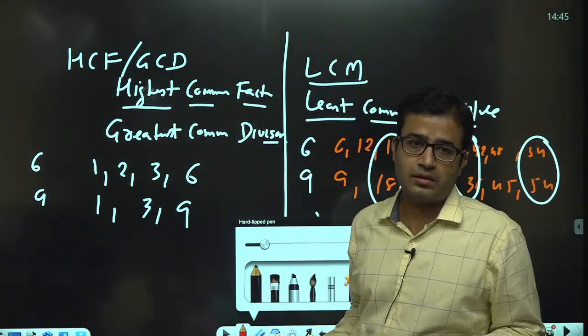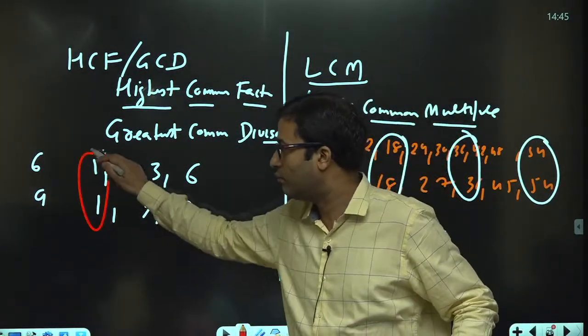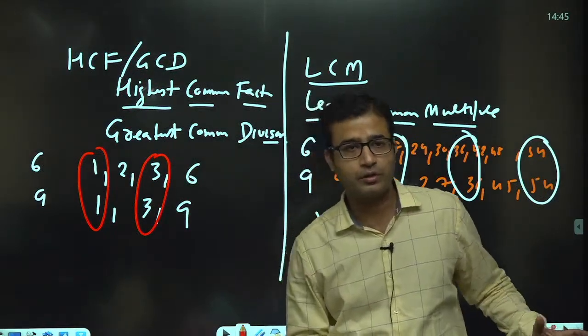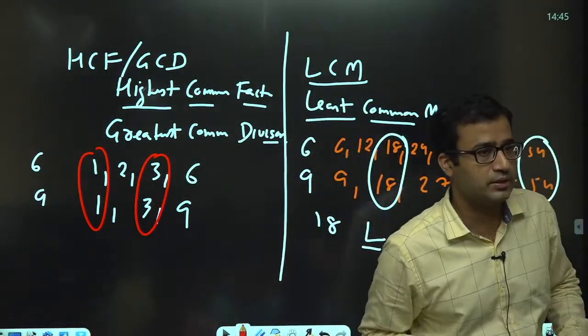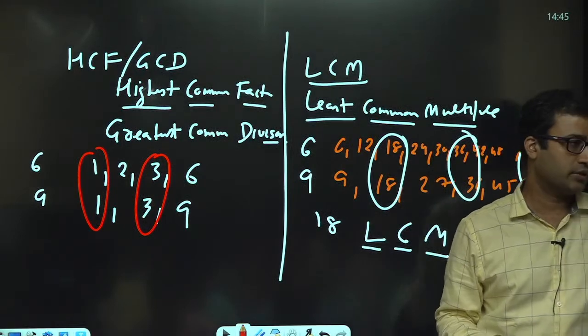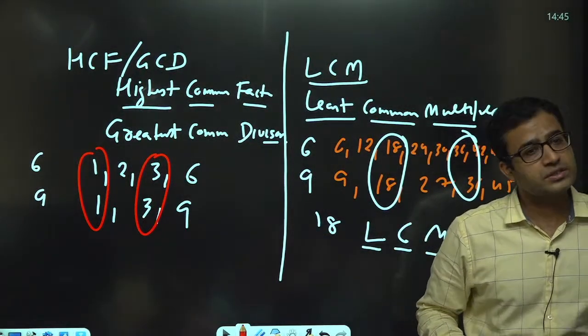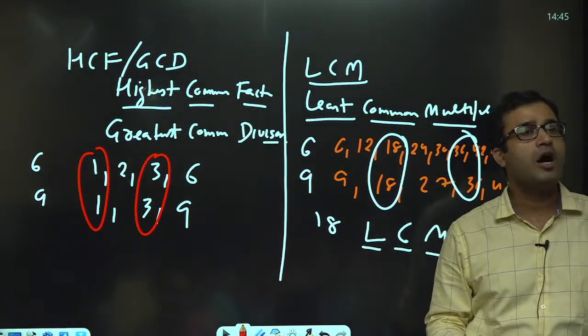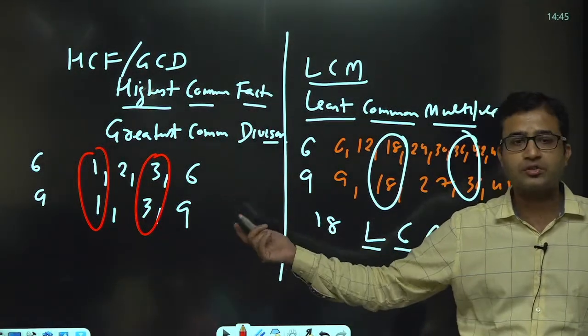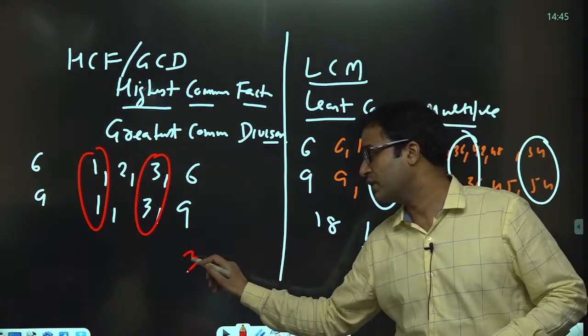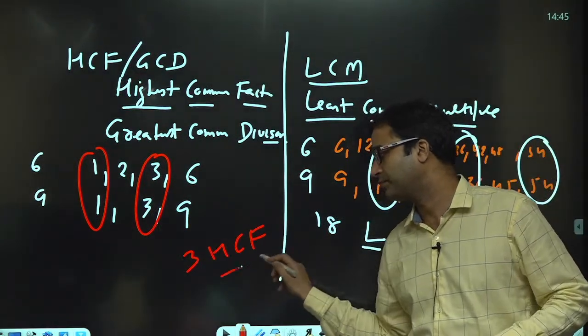1 also, ना भाई, 1 तो है. 1 सबके साथ कॉमन है तो इसका मतलब you will ignore that. No, 1 is also common there. 1 is common, 3 is common. Out of 1 and 3, tell me the common factor. Out of the common factors, what is the greatest or highest? 3. So 3 is HCF.